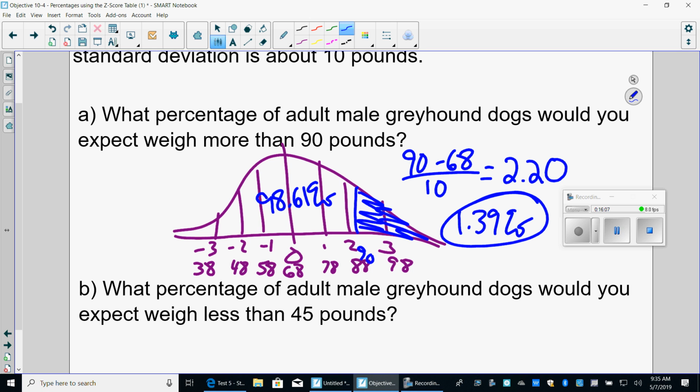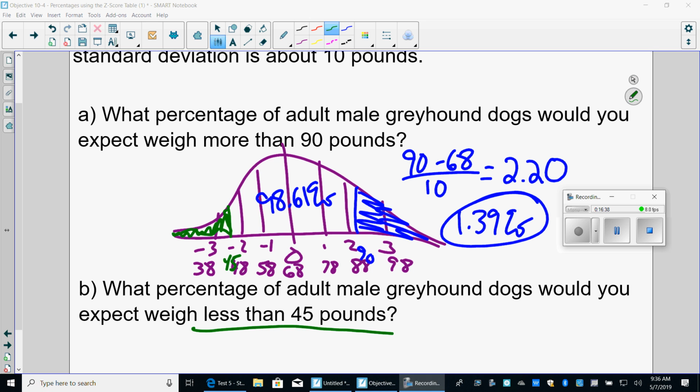So then, let's mark 45, which would be over here. The question says less than, so I'm going to shade. Before we even start, is this going to be a big percentage or a small percentage? Small, because we haven't shaded very much. That's going to help you catch a mistake.